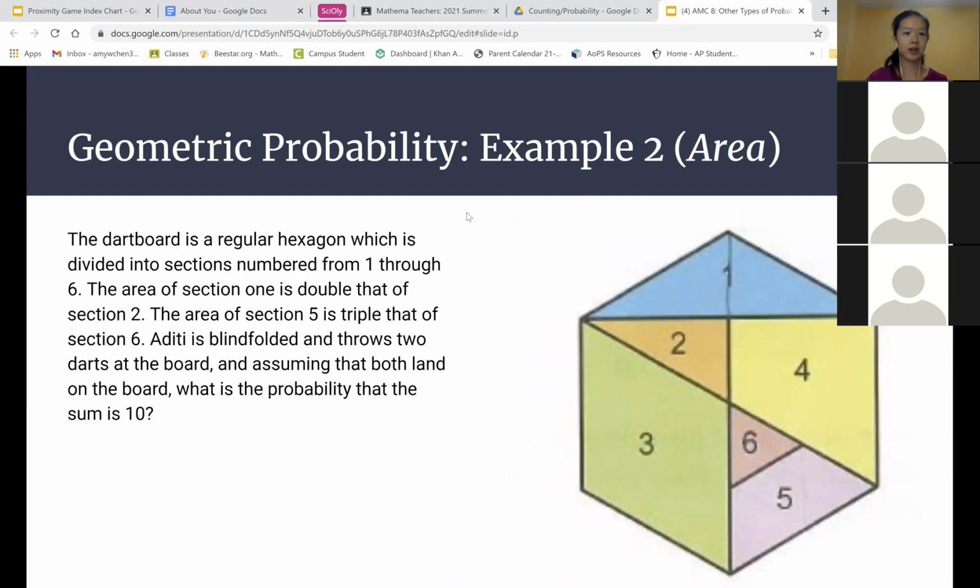Geometric probability problems, a lot of times they require you to be kind of creative, because they're a little bit more unconventional than normal probability problems. And I like this problem. It's a good example of why you need to be creative when thinking about this.